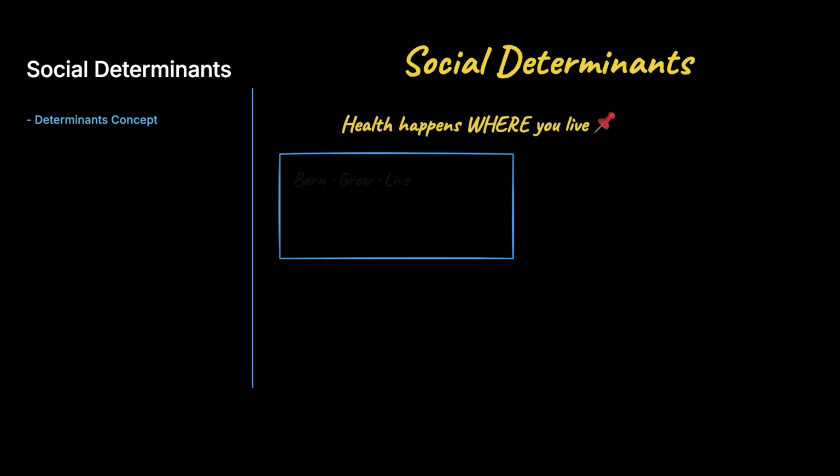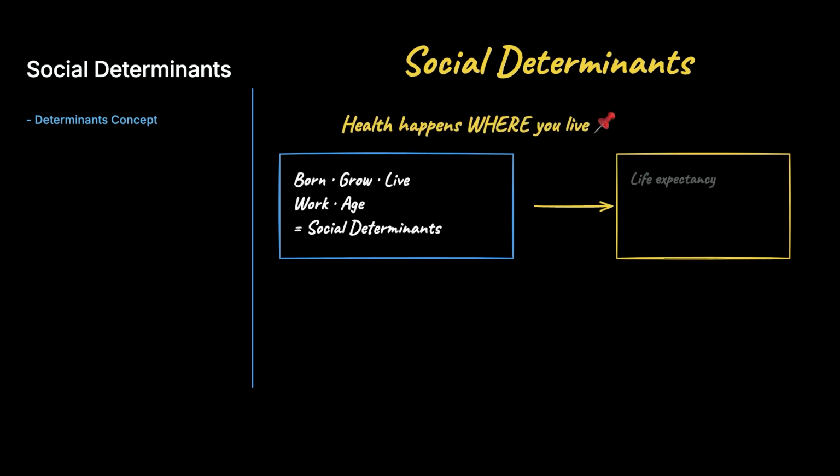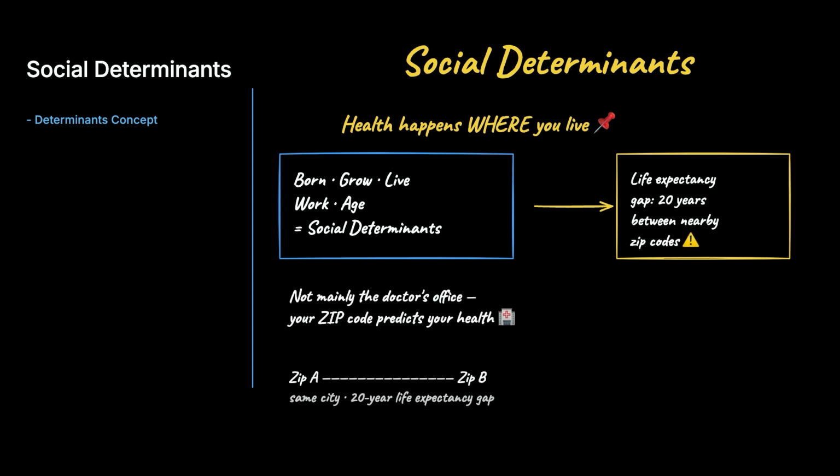Now, let us talk about the forces that shape who gets sick and who stays well, the social determinants of health. Health does not happen mainly in the doctor office. It happens where people are born, grow, live, work, and age. Those conditions explain why life expectancy can differ by 20 years between two nearby zip codes.